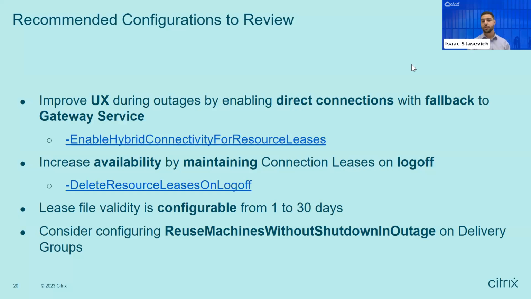If the broker service goes down and we are in an outage mode, you want to consider configuring reuse machines without shutdown in outage on delivery groups. That will enable us to continue using pooled desktops during outages to the broker service.